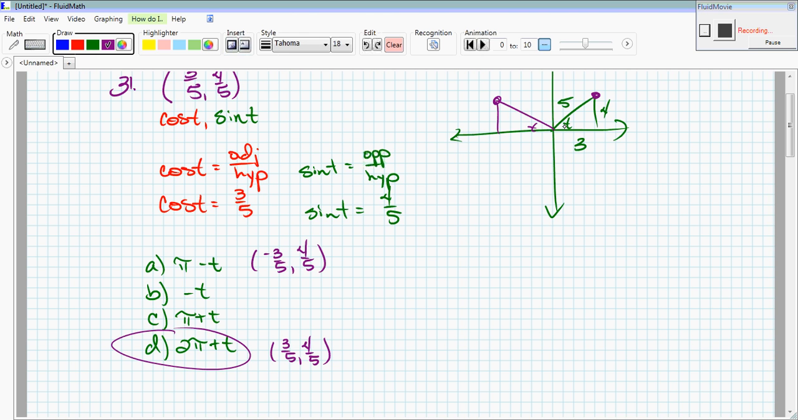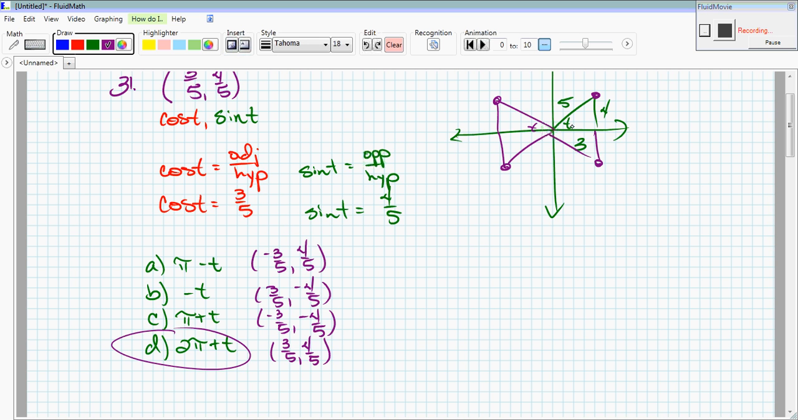A negative t here to here, same terminal point, but now we have a positive x and a negative y. And then pi plus t, pi, and then we add t, should put us here, so we have a negative x and a negative y. So it's one way to look at it, probably the easiest way.